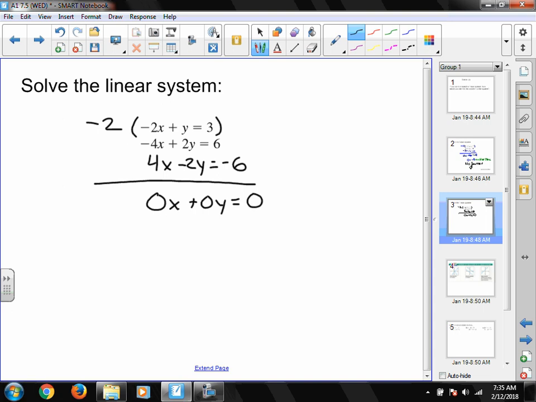So now I get the statement 0 is equal to 0. And hopefully you will recognize that this is always true. So that means it doesn't matter what x is and what y is, this statement is going to be true.